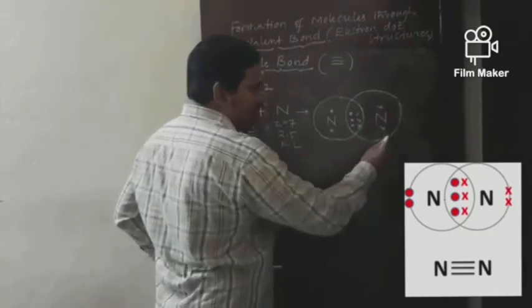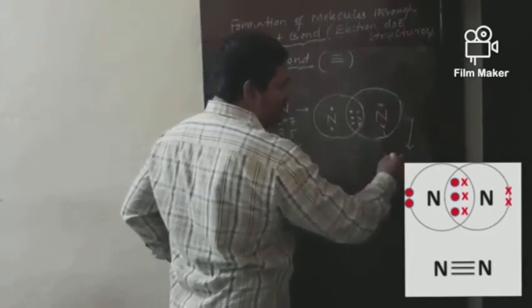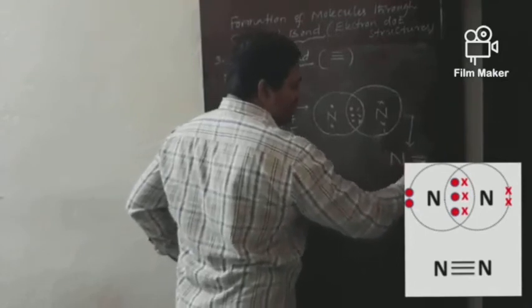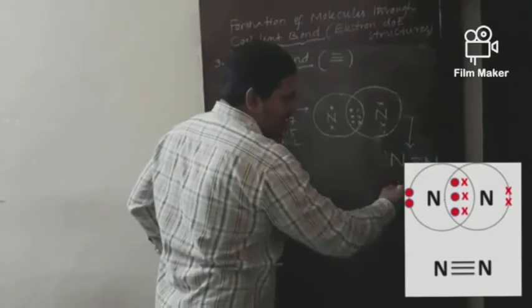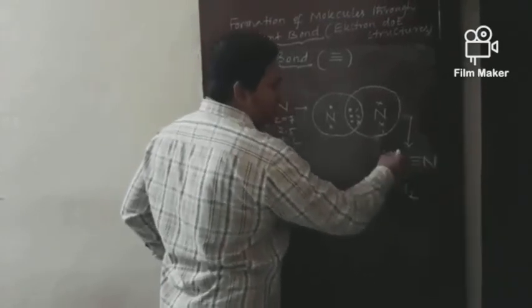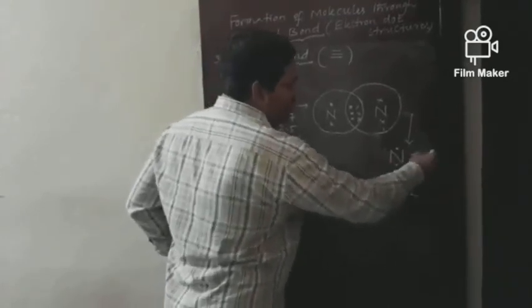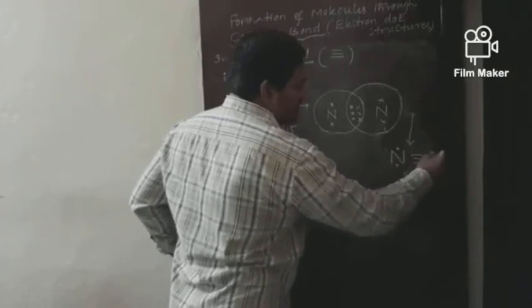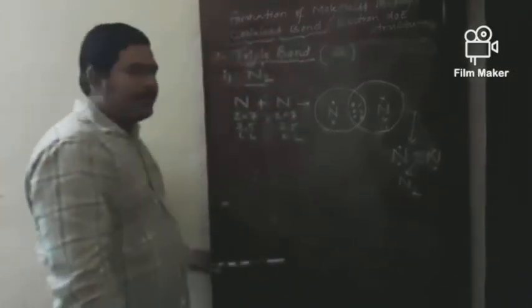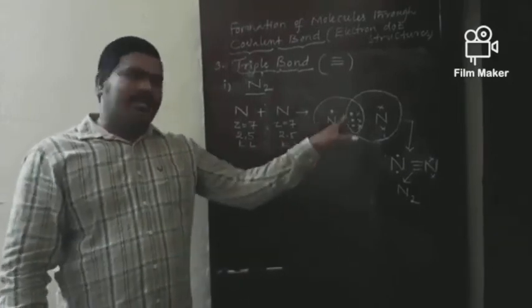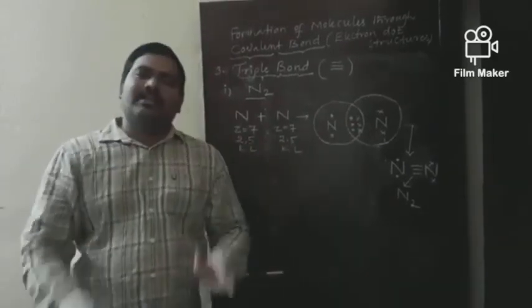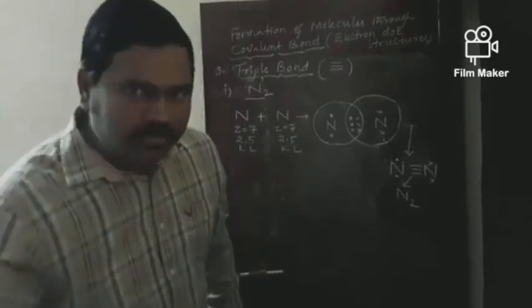And finally this leads to the formation of a nitrogen triple covalent bond, and finally the nitrogen molecule is obtained. But don't forget to mention the lone pairs of electrons. So this is about the nitrogen molecule. Nitrogen attained the nearest noble gas, that is neon, and becomes stable.